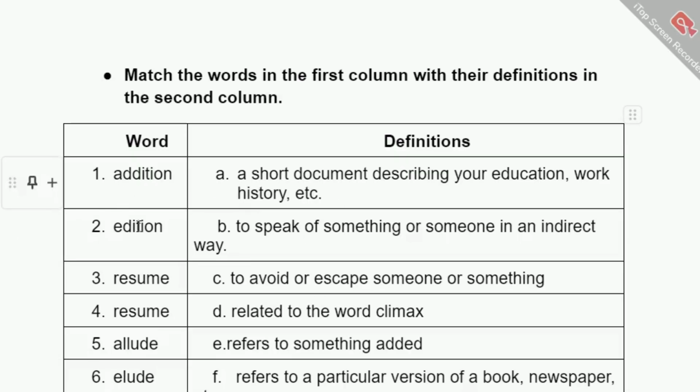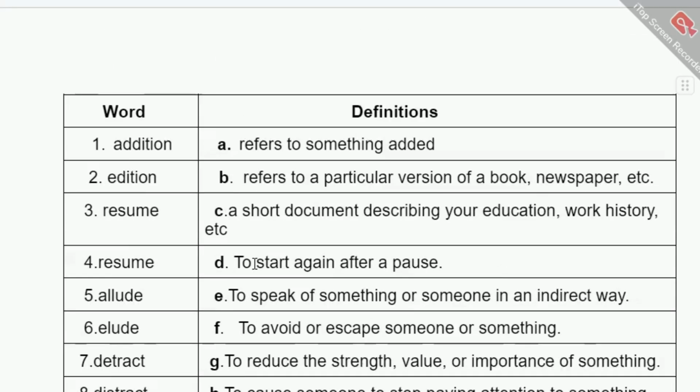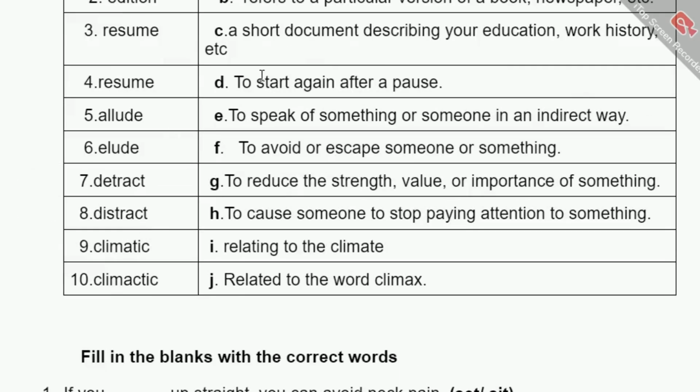So here we have addition. Addition refers to something added. And this edition with E refers to a particular version of a book or newspaper. And here we have resume and resume. Resume is a short document describing your education or work history. And this resume is to start again after a pause, meaning to begin something again. And this allude is to speak of something or someone in an indirect way. And this elude is to avoid or escape someone or something.